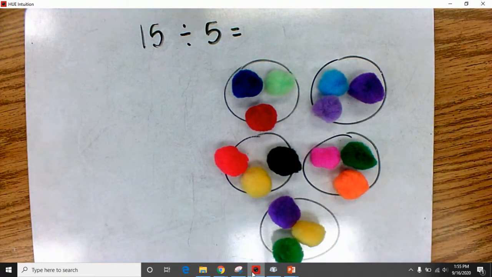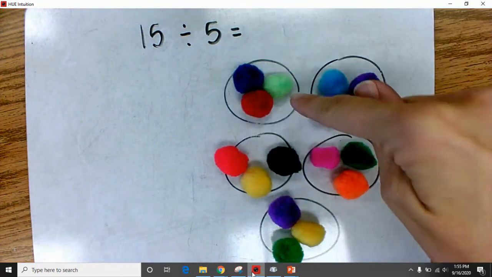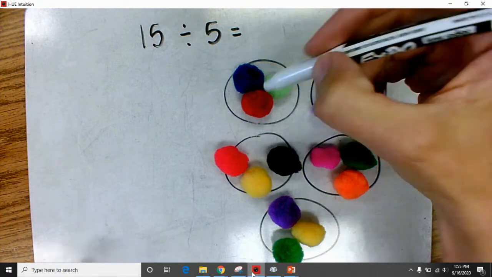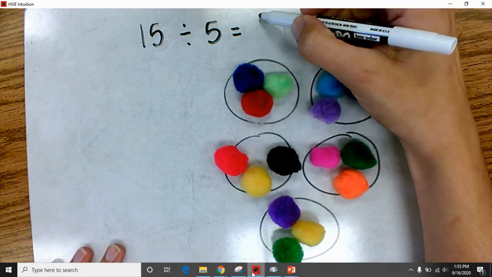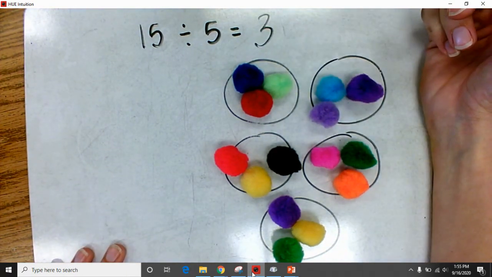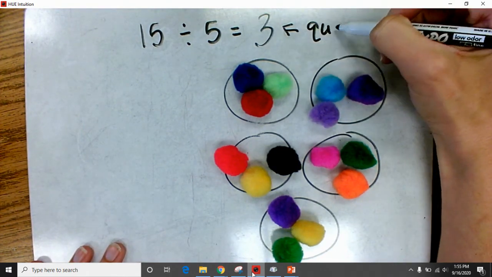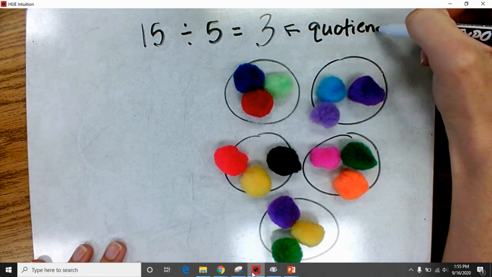And then to find the answer to the division problem, I really only have to look at one group. However many pom-poms are in one group, that's the answer. So that's 1, 2, 3. 15 divided by 5 is 3. And when you're dividing, the answer is called the quotient.